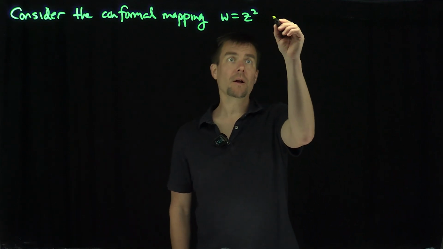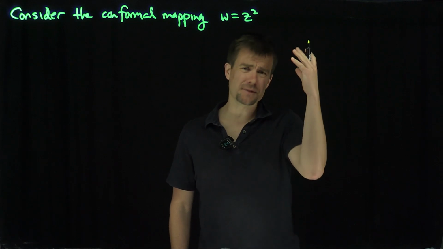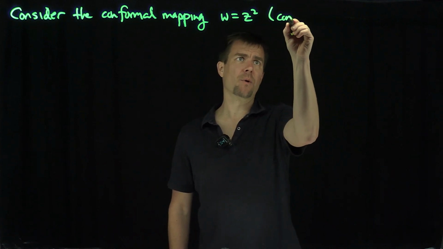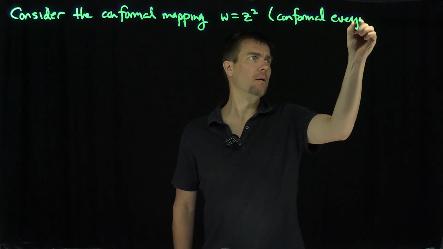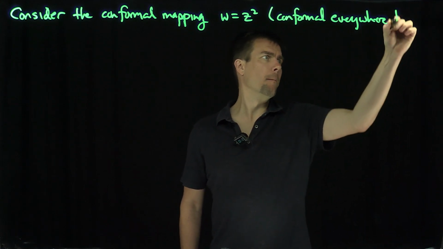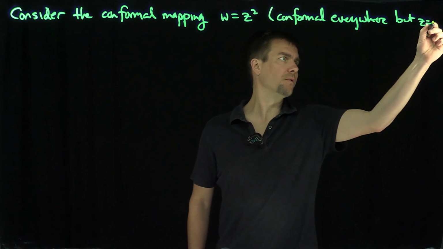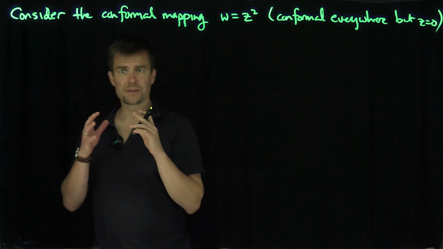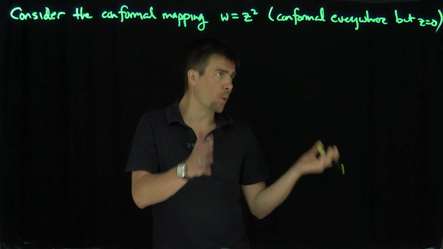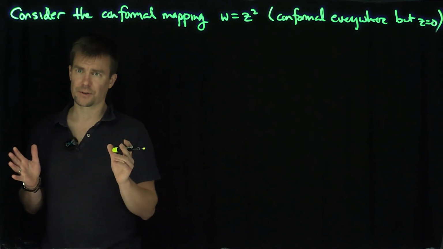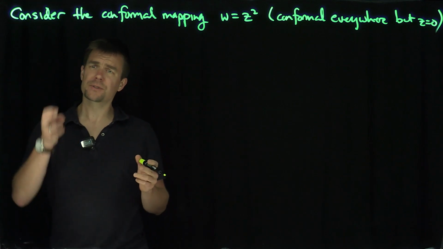It's conformal everywhere except at z equals 0, right? This is conformal everywhere, but not at z equals 0, because the derivative there is 2z, and at 0 that vanishes. So the derivative vanishes at 0, as we all know well, so it's not conformal at 0. In fact, it's doubling the angles.